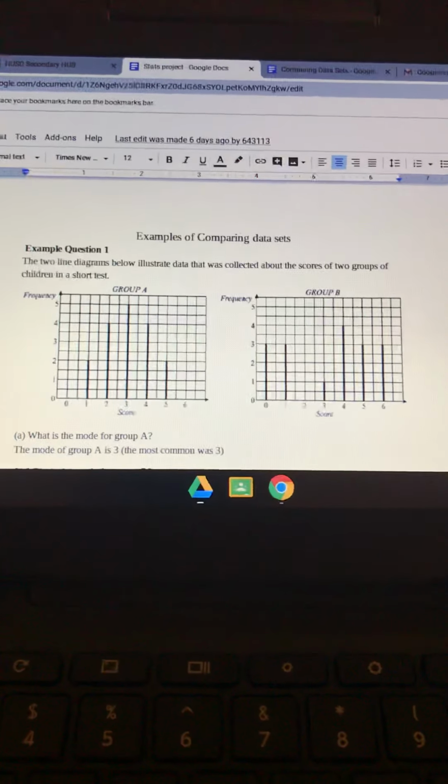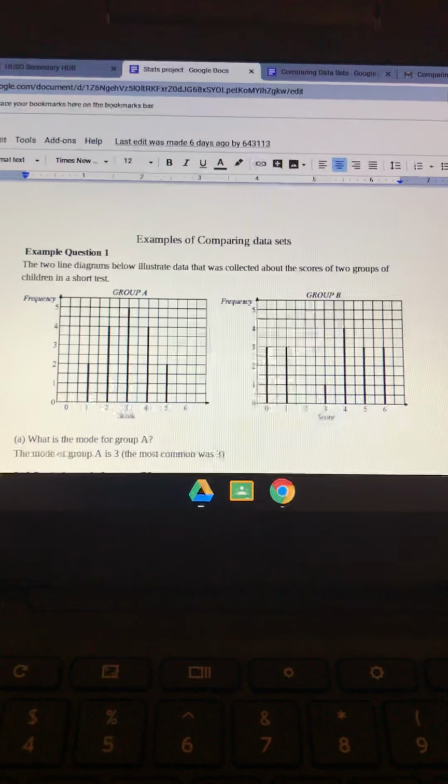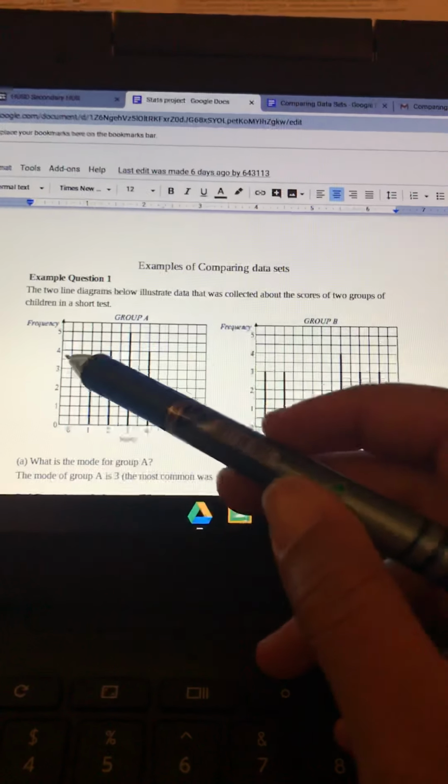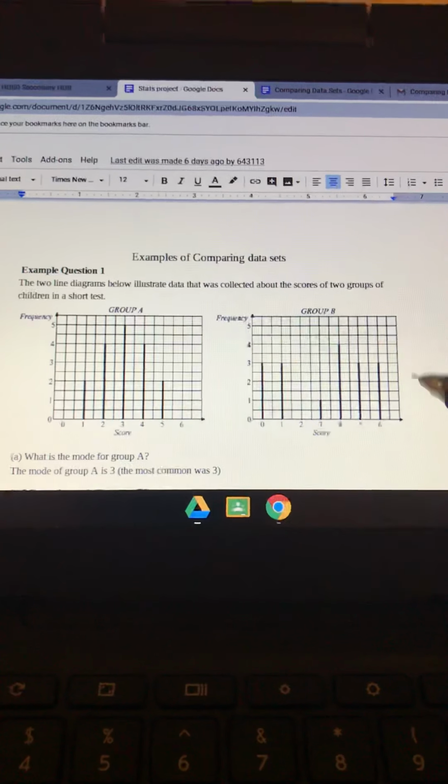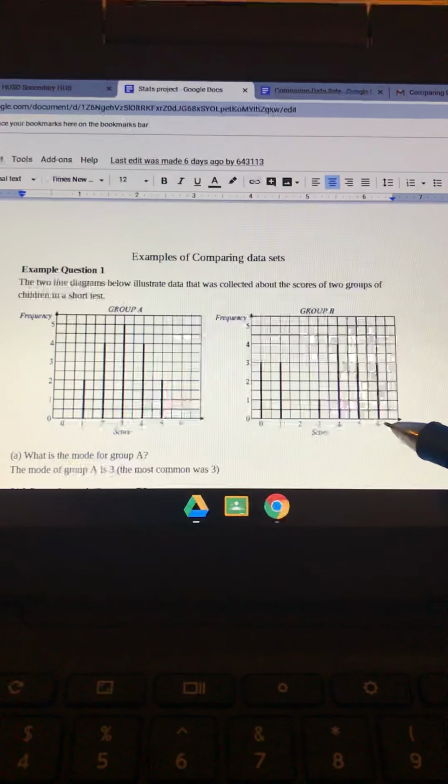So example 1 for comparing data sets is two line diagrams below illustrate data that was collected about the scores of two groups of children in a short test. So here's group A. The scores range from 1 to 5, and the frequency is from 0 to 5. Group B, the scores range from 0 to 6. So you can already kind of compare the variability of both just by looking at the graphs.